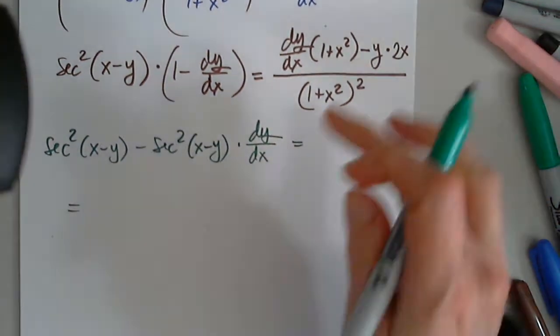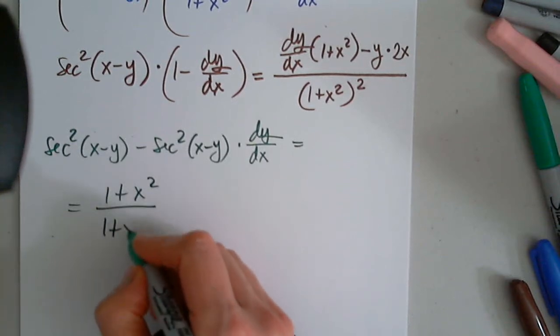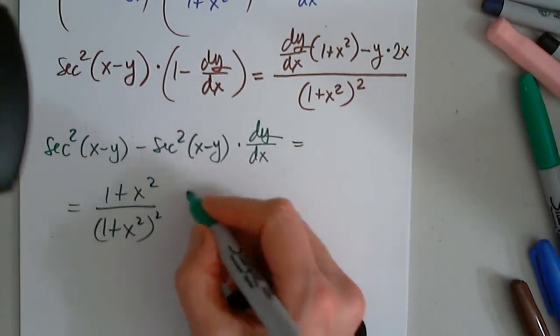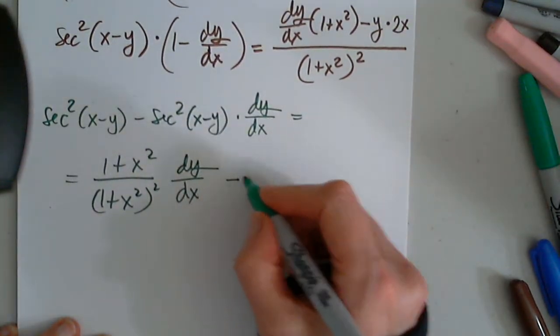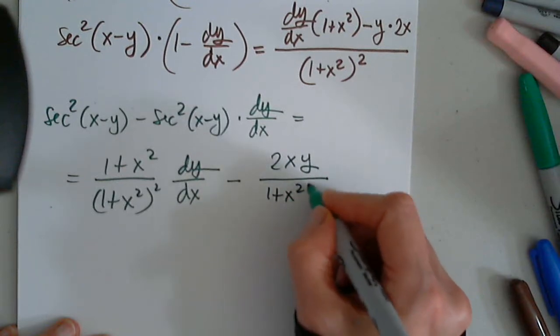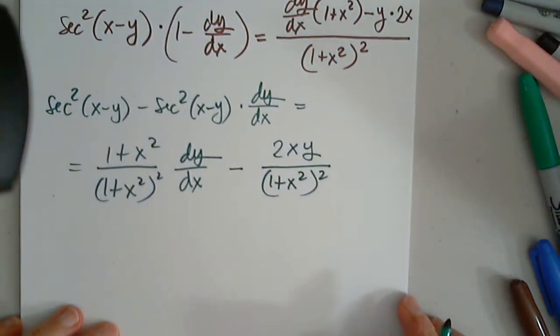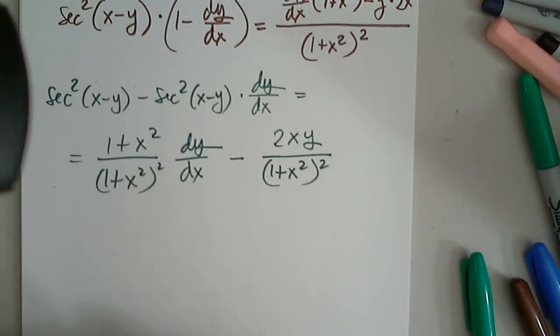So that's what I'm going to do. So this is 1 plus x squared over 1 plus x squared squared times dy over dx minus 2xy over 1 plus x squared squared. Now look carefully and tell me what's happening here. I can get rid of something. Of what?